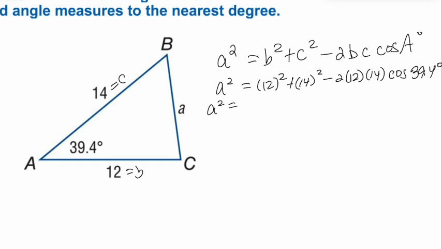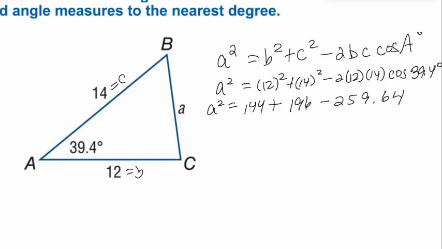So 12 squared is 144. 14 squared is 196. Negative 2 times 12 times 14 times the cosine of 39.4. I have to do that separately. That's minus 259.64. Now it says our final answer is rounded to the nearest tenth, so I at least go out one extra place and don't round until the final answer. Or sometimes I'll even write more than that.